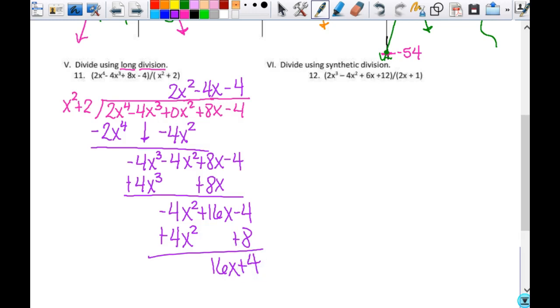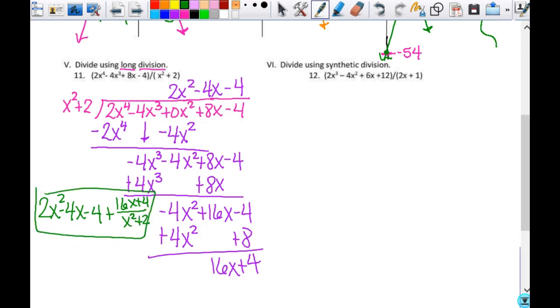So here is my, I'm going to rewrite my answer over here. This is my remainder. And because I'm kind of running out of room, this gives me 2x squared minus 4x minus 4 plus 16x plus 4 over x squared plus 2. There is my answer.